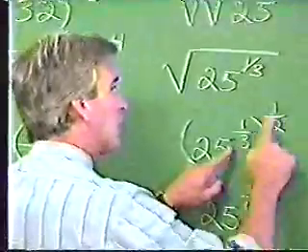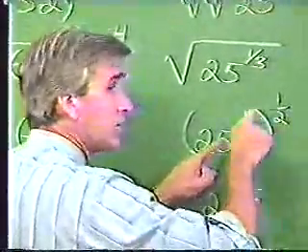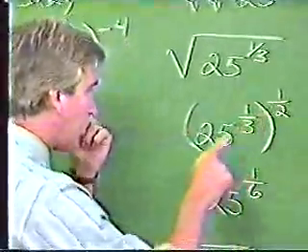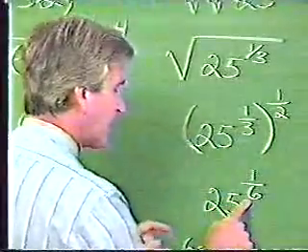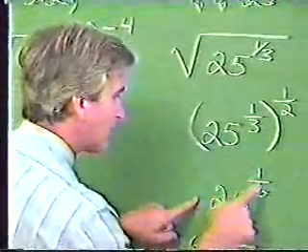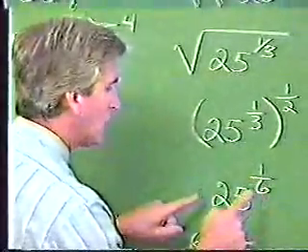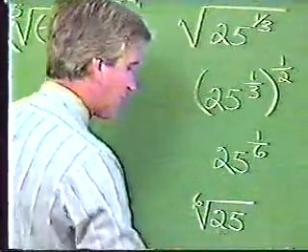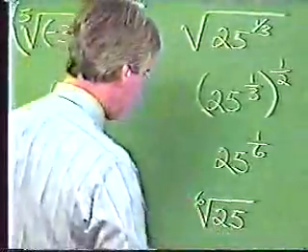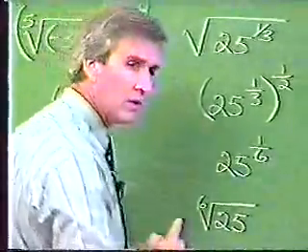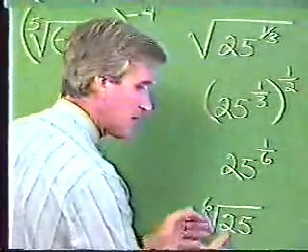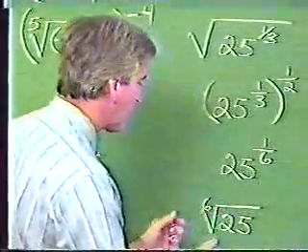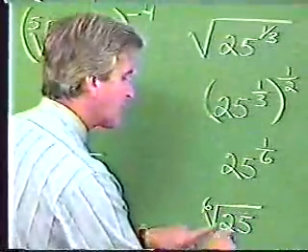Raise a power to a power. What does that mean? Well, it means multiply the exponents. So 1/3 times 1/2 is 1/6. So this is really 25 to the 1/6 power. Or we could write it as the 6th root of 25. Now, is this as simple as we can get? Well, no, not really, because 25 has factors within it that are alike. 25 can be written as 5 squared.